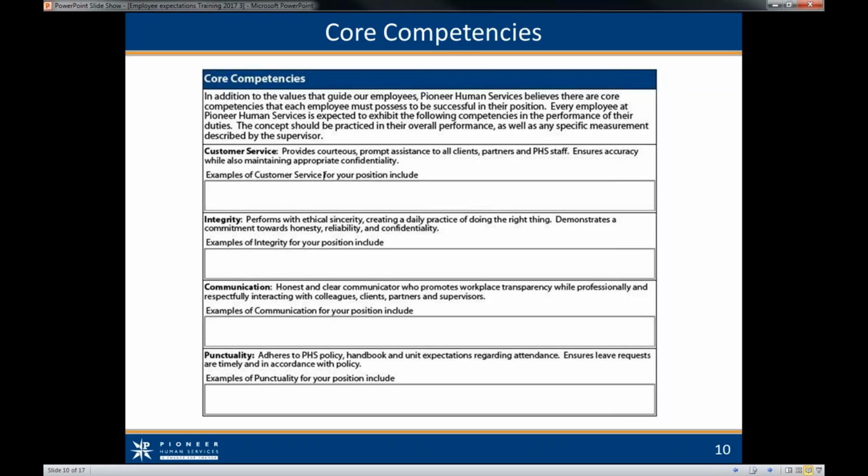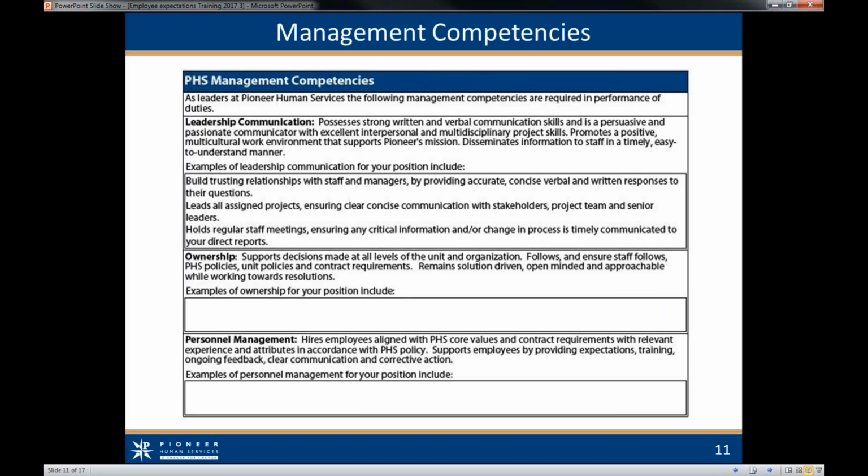What would be an example for punctuality for one of your jobs? How about arriving to scheduled meetings on time and prepared, or returning from lunch on time so the next scheduled employee can go to lunch? As you can see, these are very different examples of employee competencies, and they're all required to be a great leader at PHS.